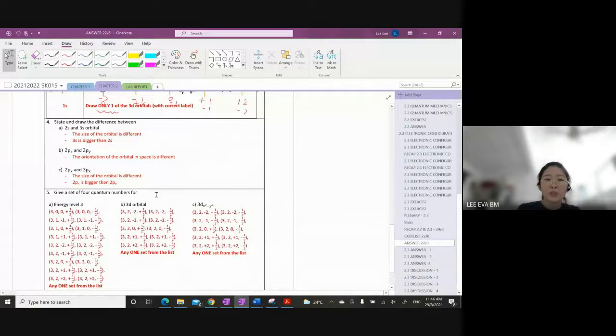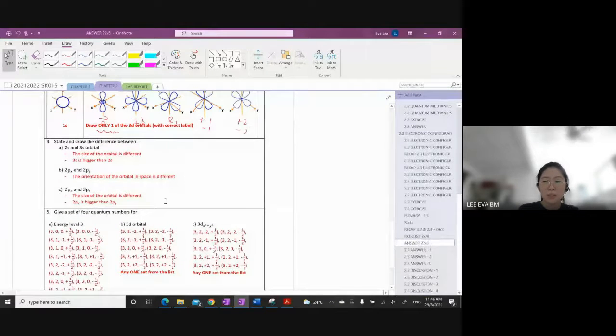Okay, and then for 4b, 2px and 2py, the energy levels are the same. That means the sizes are the same. Both are p orbitals, so you have the dumbbell shape, but the orientation is different. You have x and y axes again, so the orientation is different. And then for C, 2px and 3px, same orientation, but different energy level. Therefore, the size is different. Okay, so you can jot down this one.